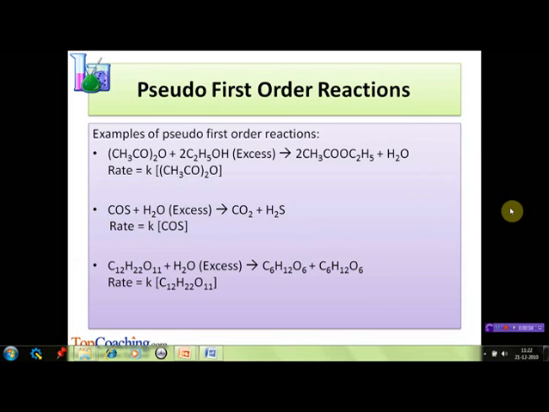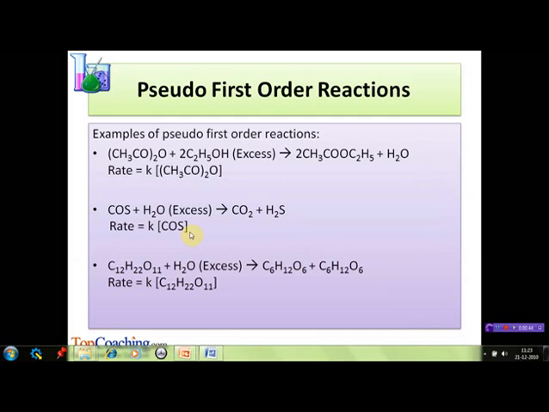Let's have a look at some of the examples of pseudo first order reactions. The first reaction is the reaction between acetic anhydride and ethyl alcohol to form ethyl acetate and water. Ethyl alcohol, as mentioned, is present in large quantities and therefore the rate of the reaction depends only on the concentration of acetic anhydride. The second example is the reaction of carbonyl sulfide with water, which is present in large quantity, to form carbon dioxide and hydrogen sulfide. Now again, since water is present in excess, the rate of the reaction will depend only on the concentration of carbonyl sulfide, and it's a pseudo first order reaction.